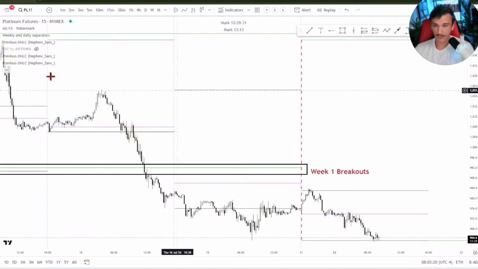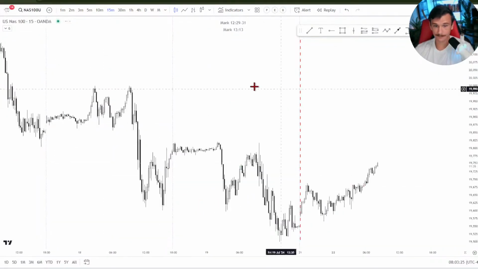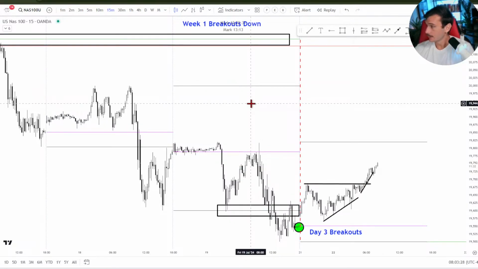All right, so I'm going to get my chart all set up here. We're going to start out with the NASDAQ up here, making sure everything's set up so you all can see everything.